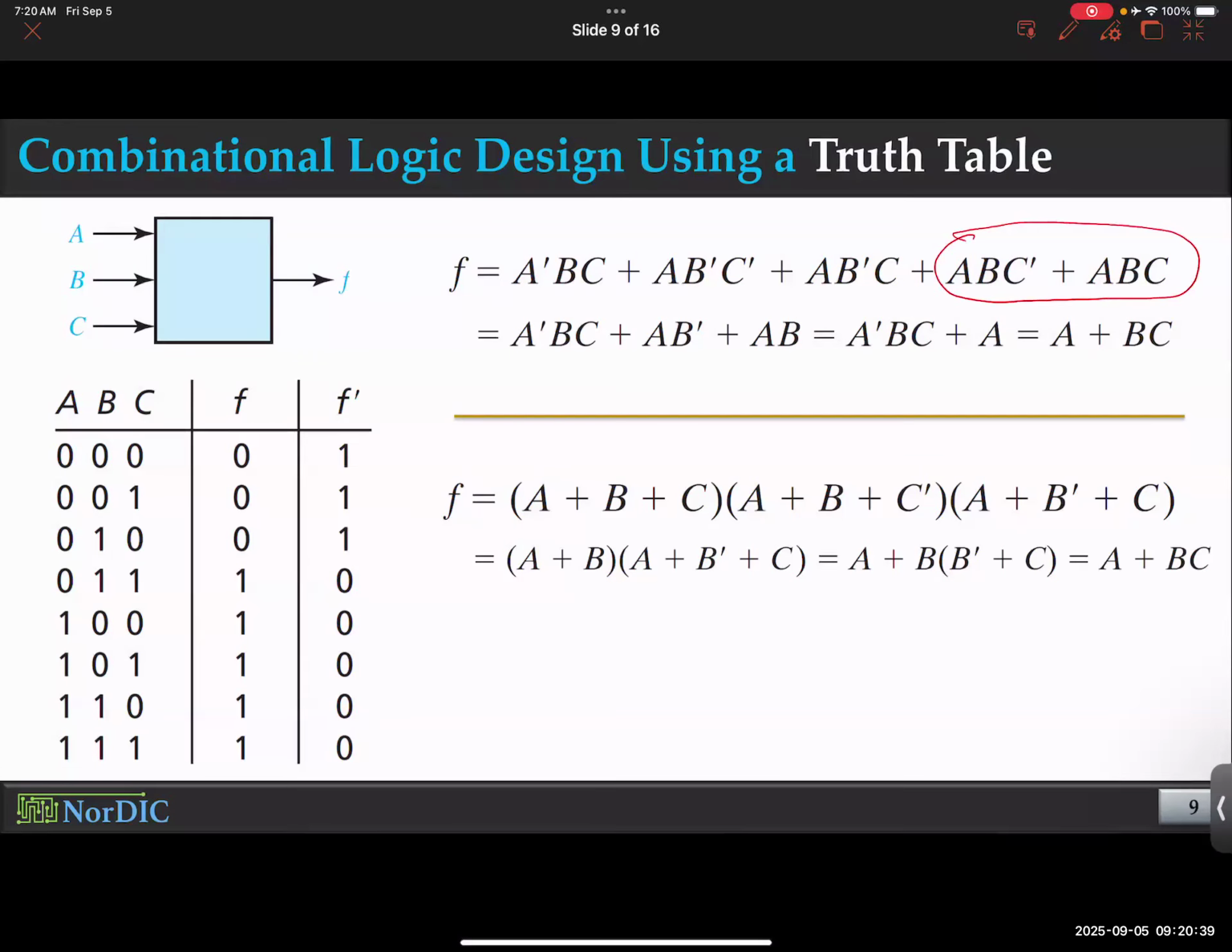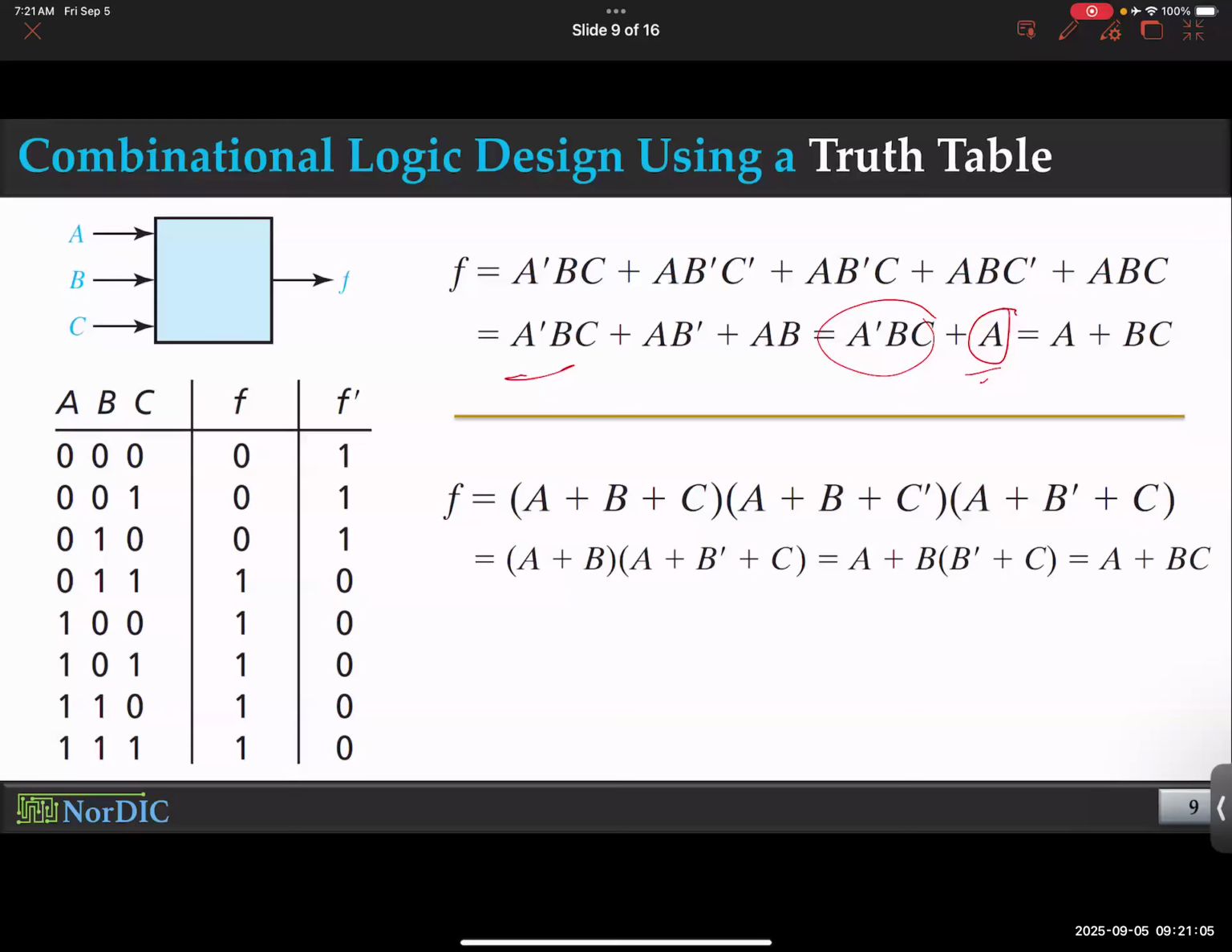Just take AB as common, and you're going to end up with C prime plus C, which is basically 1. So you'll have AB left. And then between AB prime and AB, if you take A as common, you'll be left with B prime plus B, which is again 1. So you'll just have A here. So that's the first term and then just A.